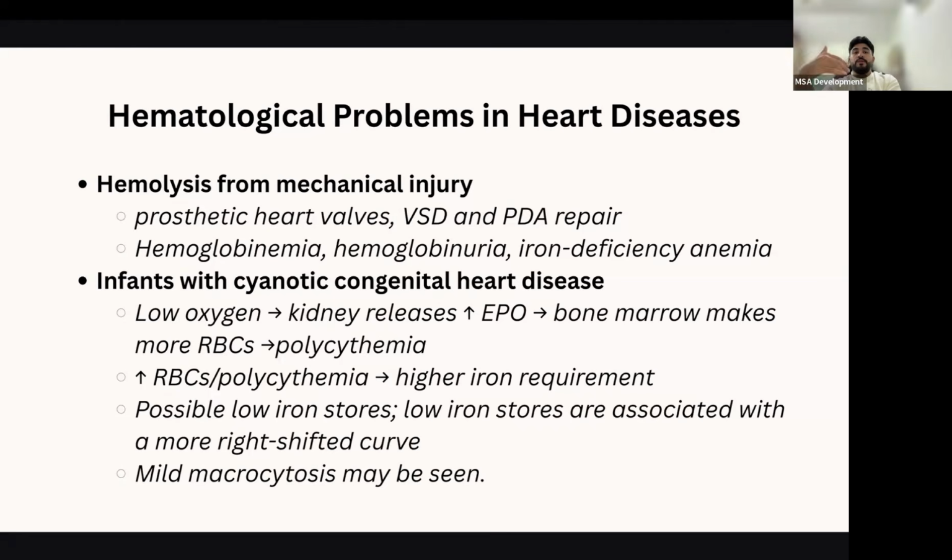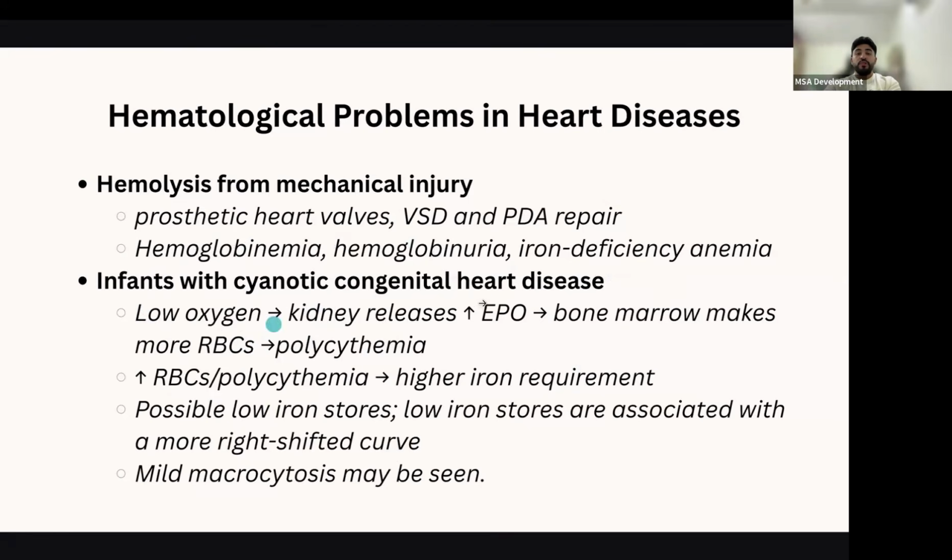Okay. So this will lead to hemoglobinemia, right? Because you're breaking down the red blood cells, the hemoglobin is going to be out. You can have hemoglobin in your urine, or you can even have IDA, right? Iron deficiency anemia. Now, in patients who have cyanotic congenital heart diseases, right, they'll have low oxygen in their bloodstream.